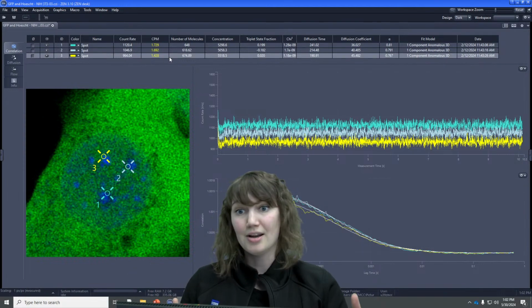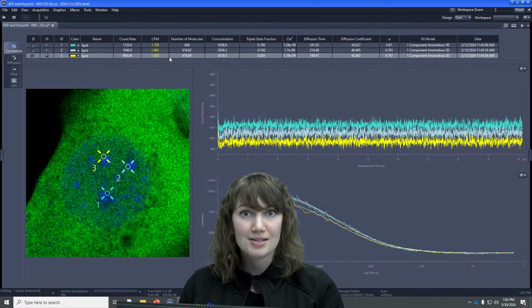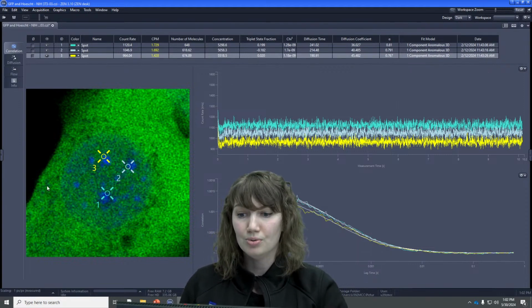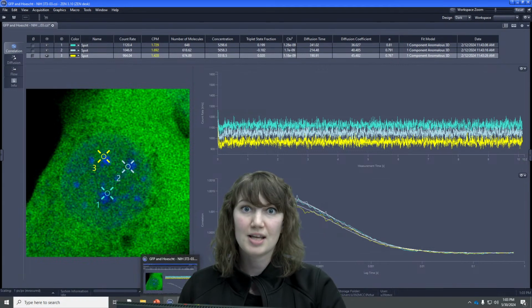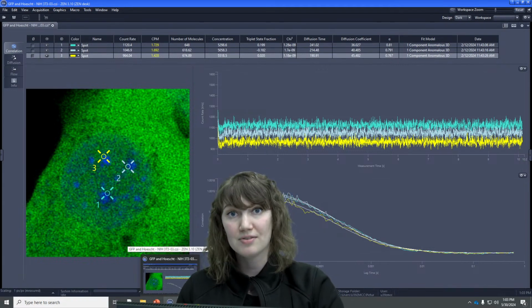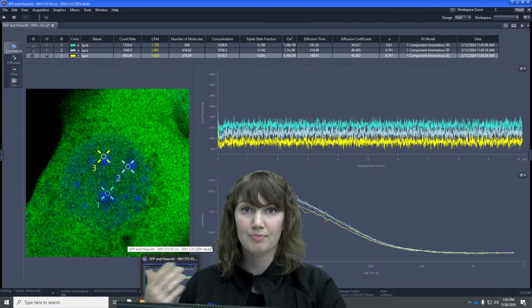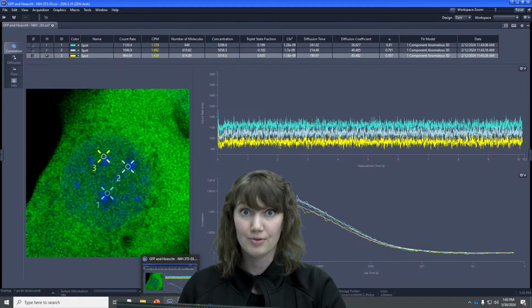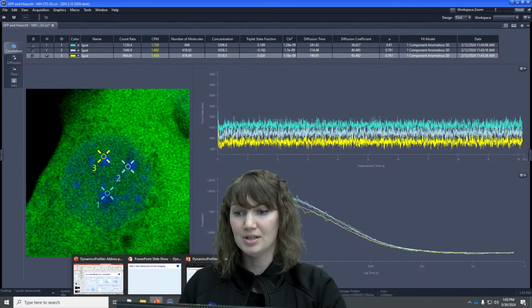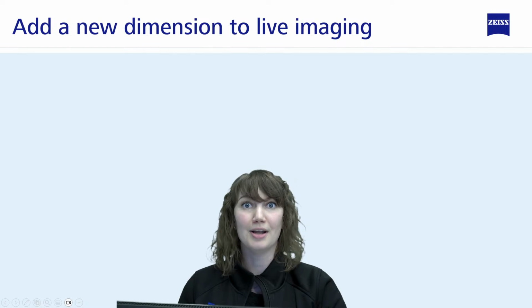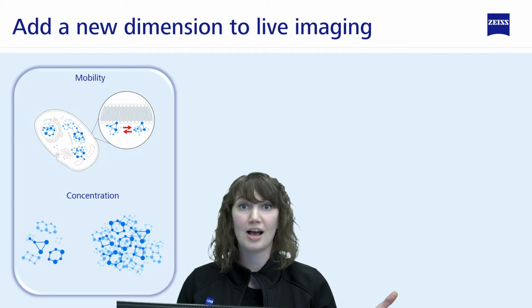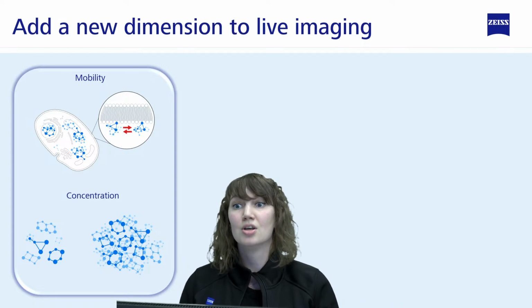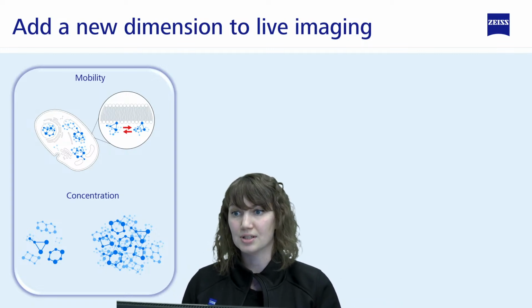But because I don't know what everybody's background is that's joining us today, I wanted to go a little bit into some of the concepts behind what Dynamics Profiler is, what the application space is, and why this is different from FCS or from FRAP, so from fluorescence correlation spectroscopy or from fluorescence recovery after photobleaching, because I want us to all be on the same page, right? So we really added a whole new dimension to what you can do with live cell imaging or live organism imaging with Dynamics Profiler on your confocal systems.